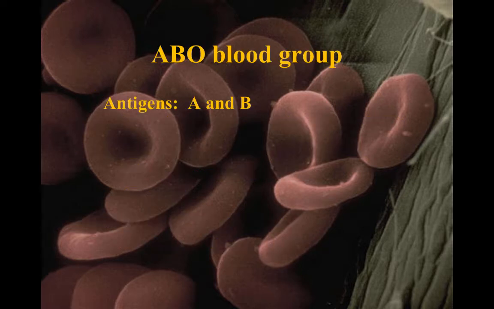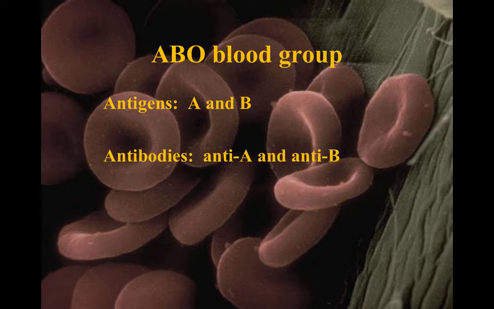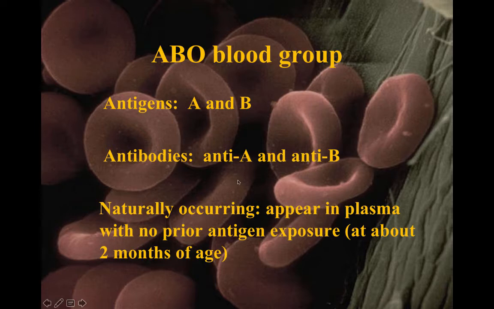The ABO blood group, the antigens are A and B, and antibodies are anti-A and anti-B. So if we have an A antigen, we're going to have an anti-B antibody, and if we have a B antigen, so if we would always say we're B blood type, then we have an anti-A antibody. And these antibodies are naturally occurring. They appear in plasma with no prior antigen exposure at about 2 months of age.